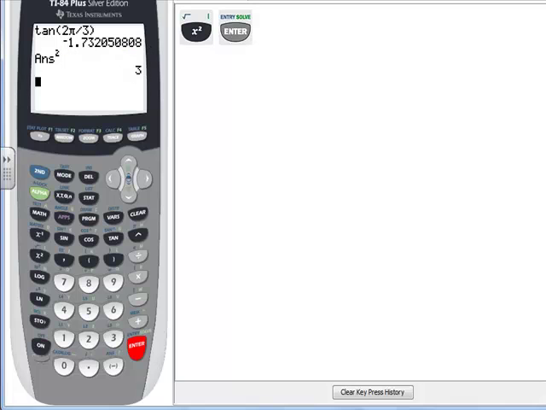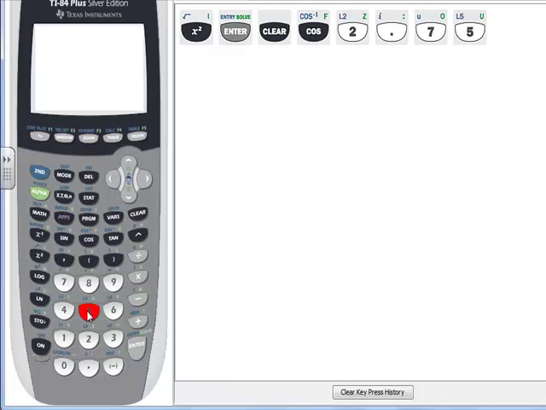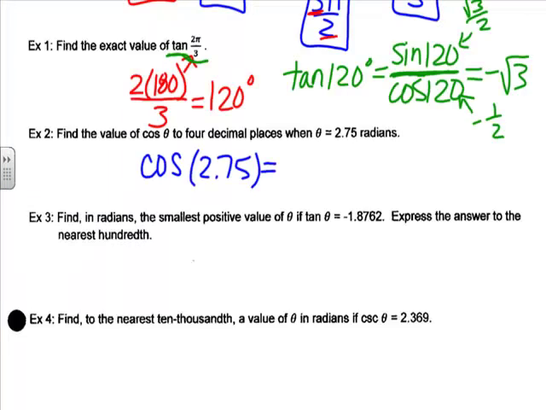Make sure I'm in radians, which since I know I've just changed it, it will be in what I want it to be in, and I hit cosine, plug in 2.75 and enter, and then make sure I round it as I'm asked, which is to 4 decimal places. So that would be a negative 0.9243.